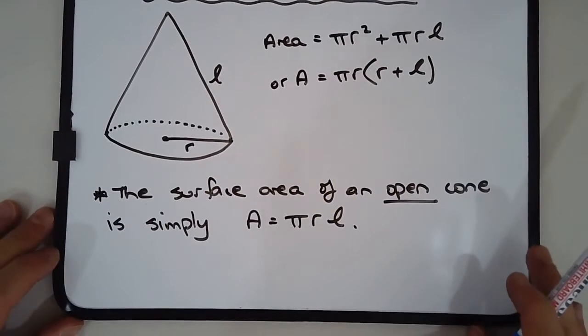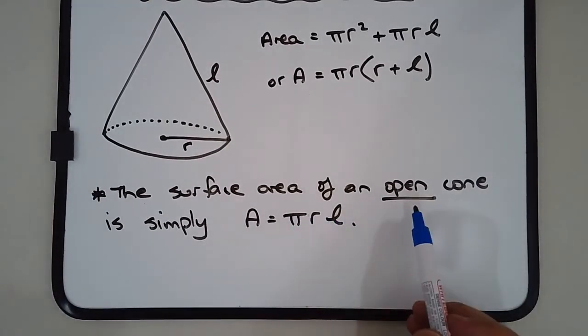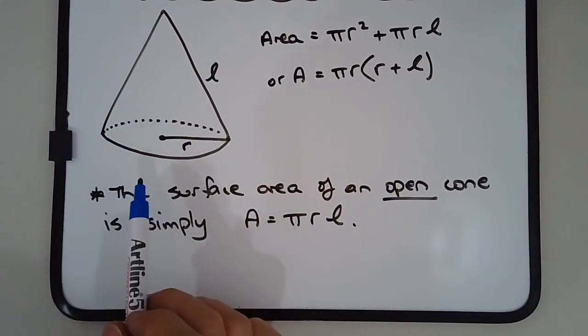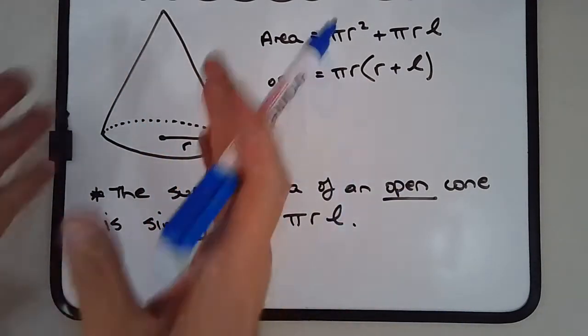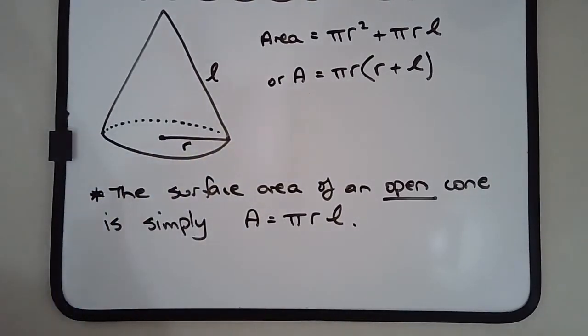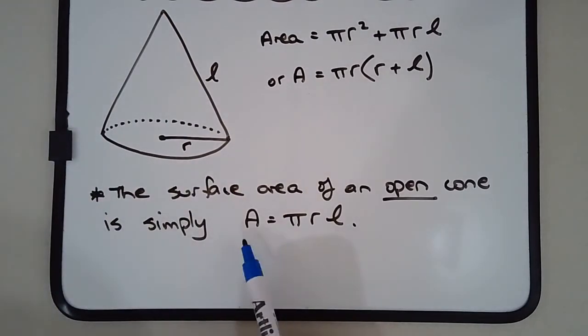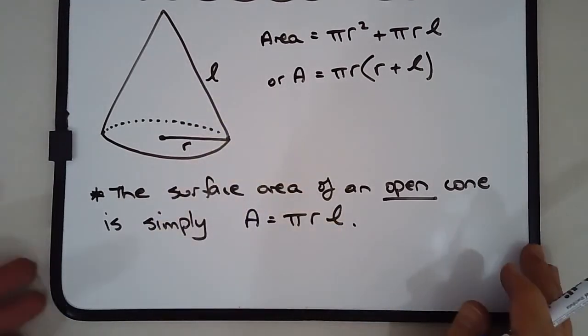Now, just be mindful as well that you may get a question that asks for the surface area of an open cone, in which case you just omit the pi r squared. So there's no circular base, whether it's upside down or with the apex at the top, there's no circular component to it. You just have the curved surface only, and the formula is simply area is equal to pi r L, where L is the slant height.